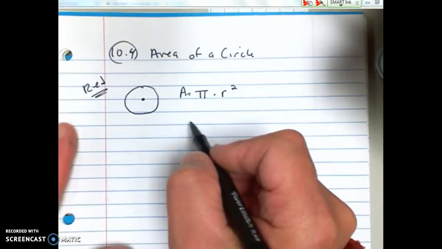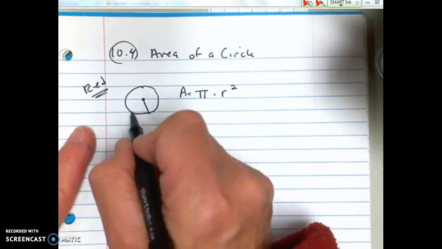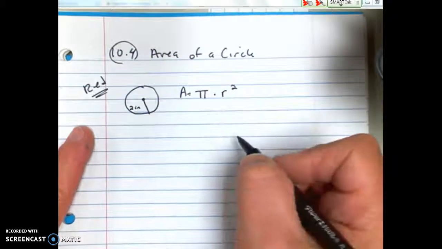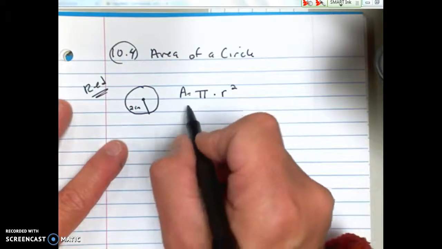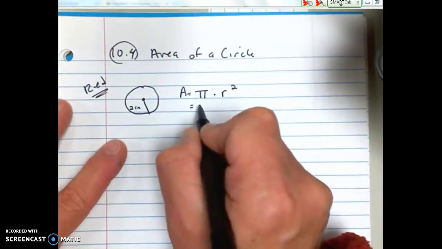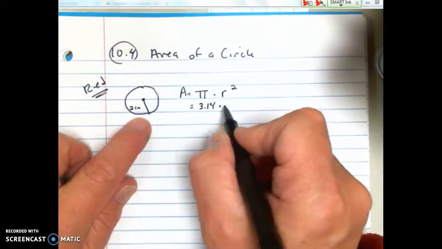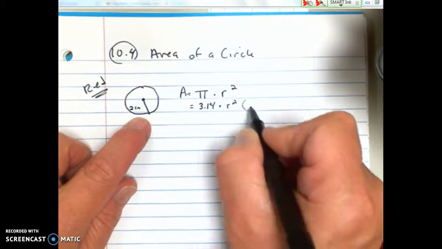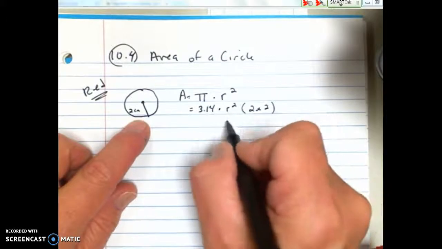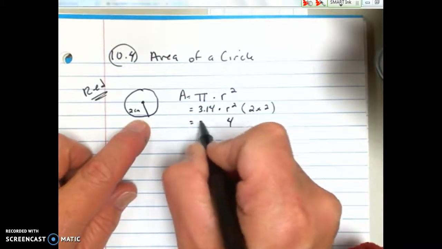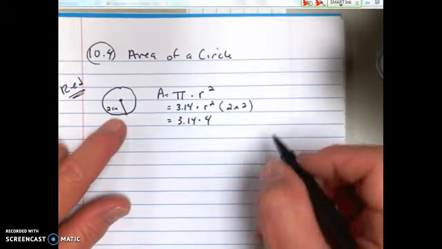Now we're going to use an example of having a circle with a 2-inch radius. So our circle with a 2-inch radius, we're going to say pi, which is equal to 3.14 times the radius squared. Now radius squared is saying like 2 times 2. And since 2 times 2 is, we know, 4, we're going to multiply 3.14 times 4. And we're going to move off to the side and do that.